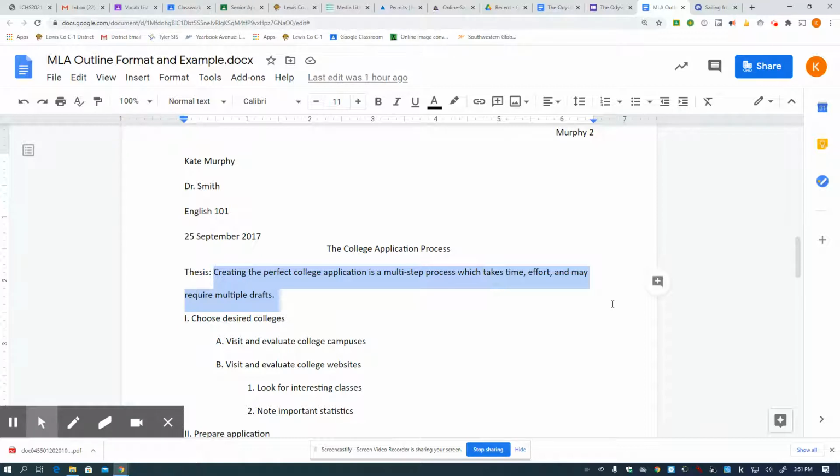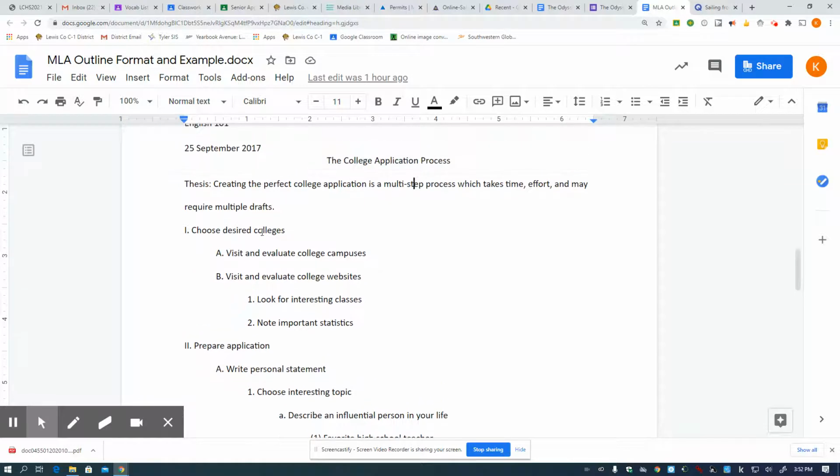On your outline, in terms of format, please notice you have a header up here. Everything is double spaced. There is no additional spacing between the date and the title. It is all just double spaced. Double spaced between the title and the thesis statement. Again, no additional spacing.